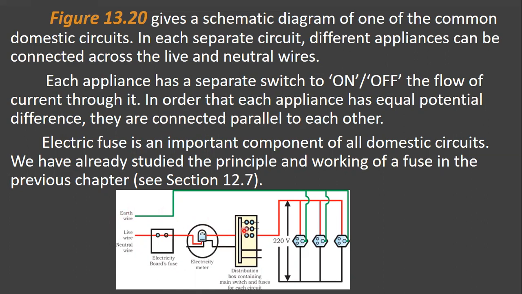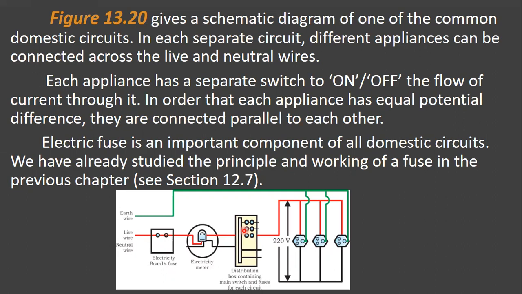We already studied the principle and working of the fuse in the previous chapter. That is, children, in the electricity chapter we have studied about the electric fuse. Just remind yourselves, what is the use of the electric fuse? It protects the circuits and the appliances by stopping the flow of any unwanted high electric current.